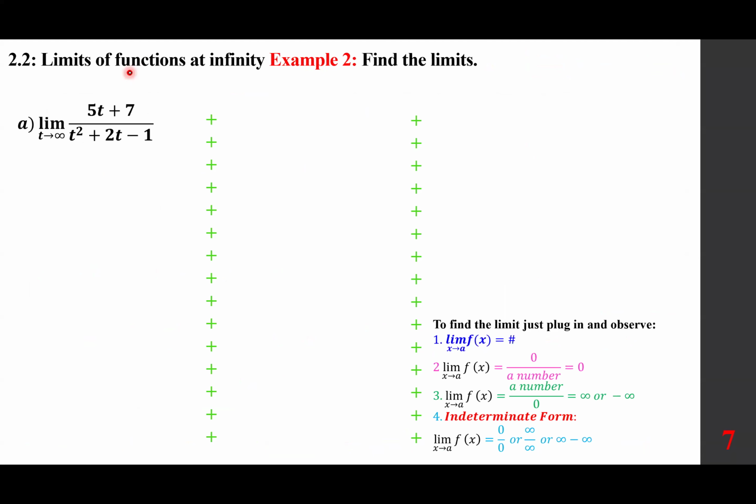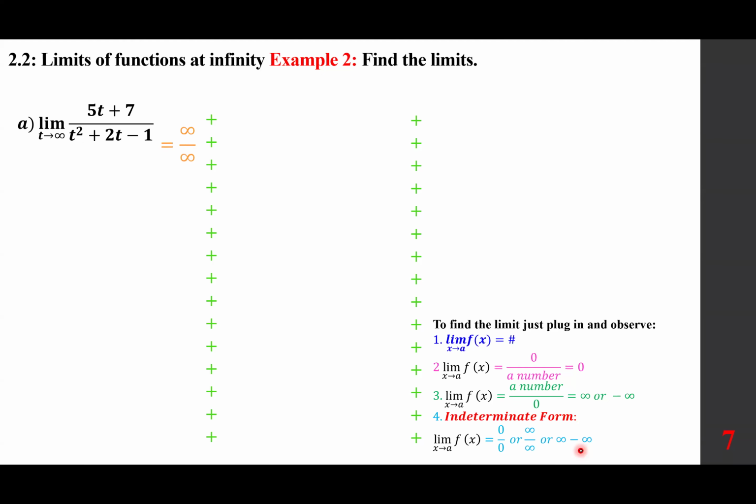We want to find the limit, and how do we do that? To find limits, just plug in. If you get a number, you're done. 0 over a number is 0, you're done. A number over 0 is infinity or negative infinity. You have to figure out the sign. However, in calculus, most of the time we get the indeterminate form of 0 over 0, infinity over infinity, or infinity minus infinity, which requires your algebraic technique.